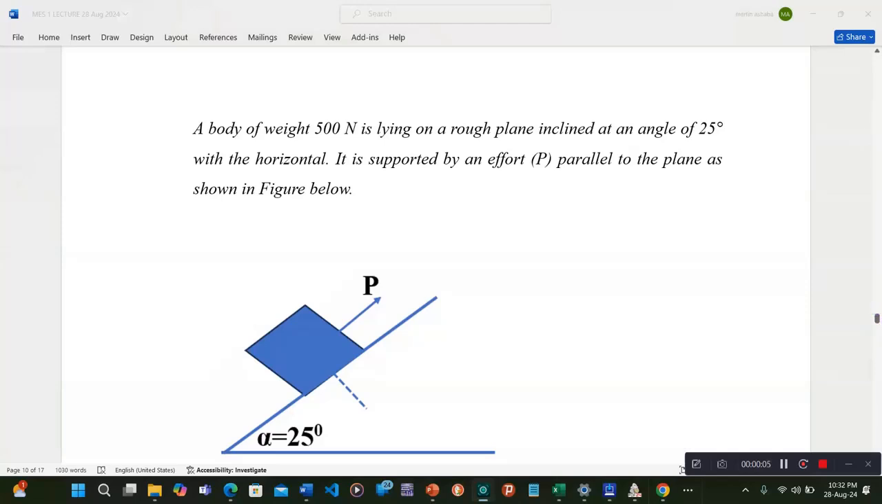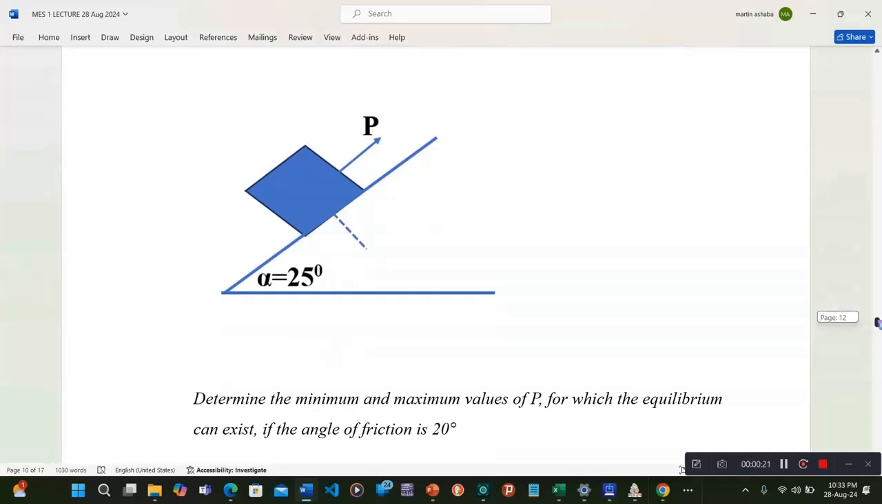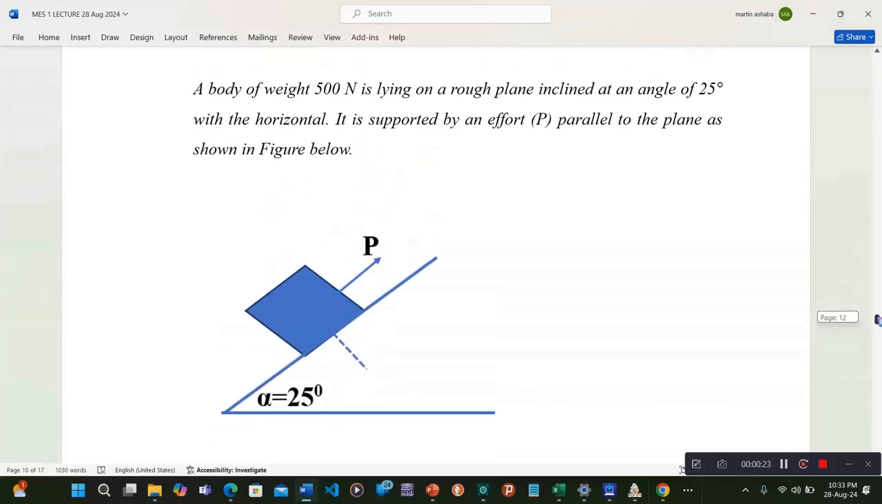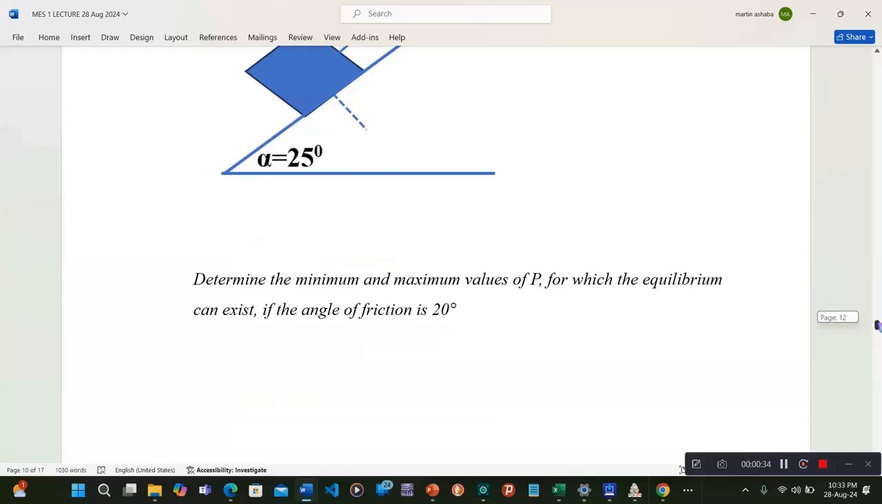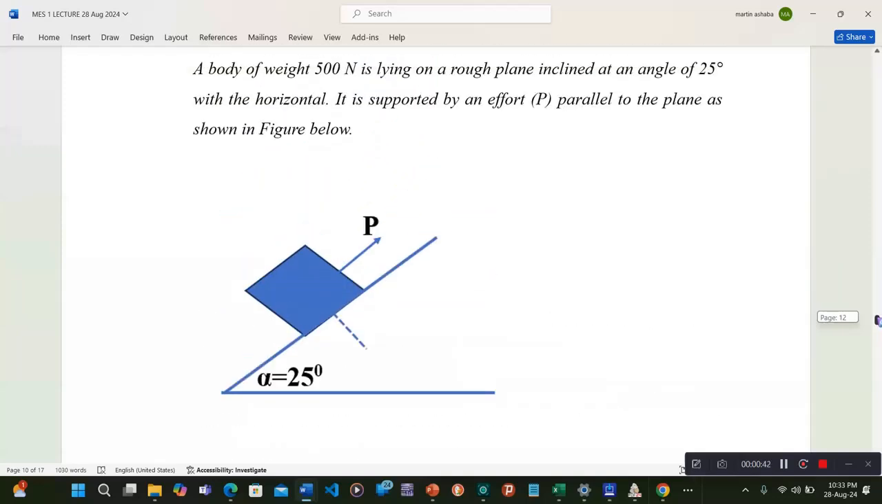So a body of weight 500 newtons is lying on a rough plane inclined at an angle of 25 degrees with the horizontal. It is supported by an effort P parallel to the plane as shown in the figure below. So we have that force P acting parallel to the plane, and the plane is inclined at an angle of 25 degrees. Then we are required to determine the minimum and maximum values of P for which the equilibrium can exist if the angle of friction is 20 degrees.